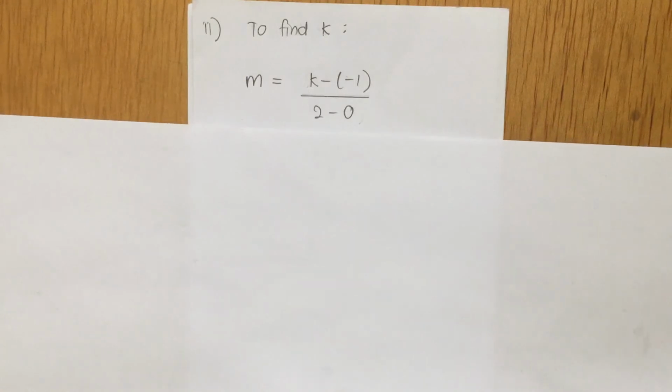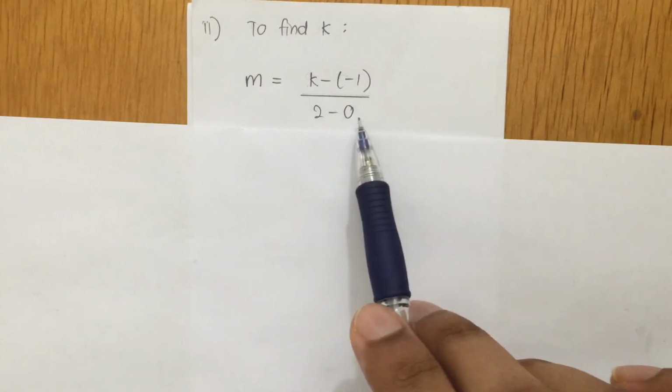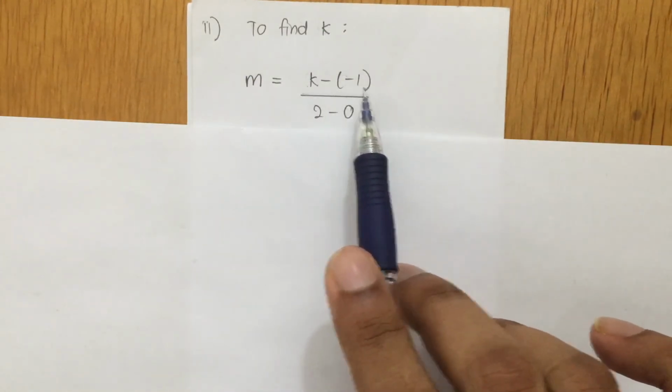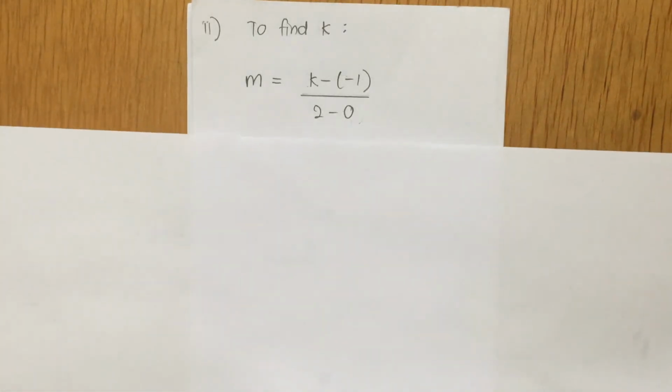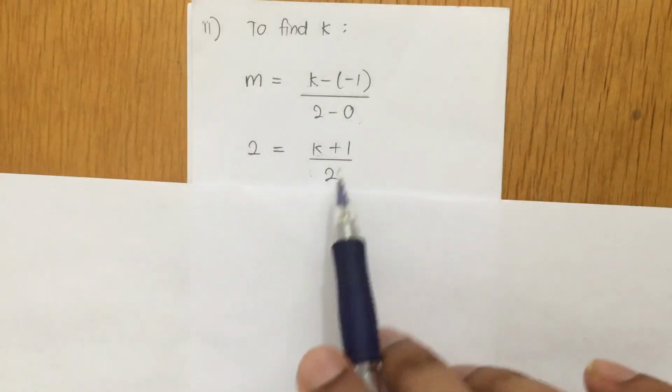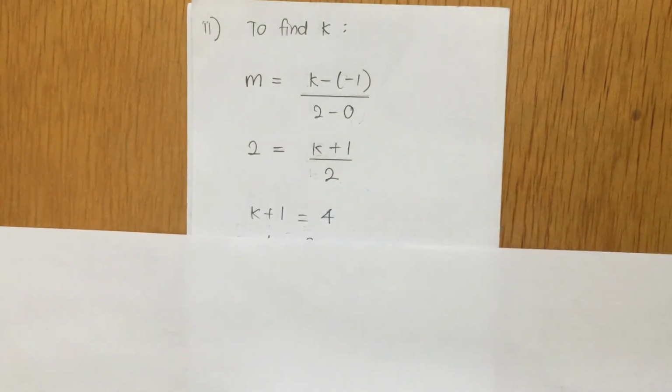Once you have found the value of the y-intercept, the only value left is k, which we find by comparing with the gradient value. So m is equal to y2 minus y1 divided by x2 minus x1. In this case, k minus negative 1 divided by 2 minus 0. Since in the earlier question we came up with a comparison that m is equal to 2, we substitute the 2 into the gradient. So 2 is equal to k plus 1 over 2. We multiply this 2 by the 2 over here, so from here you get k plus 1 is equal to 4.